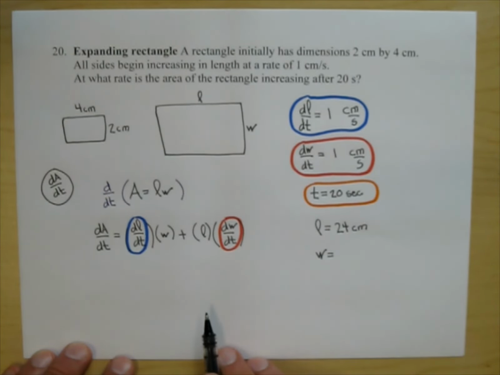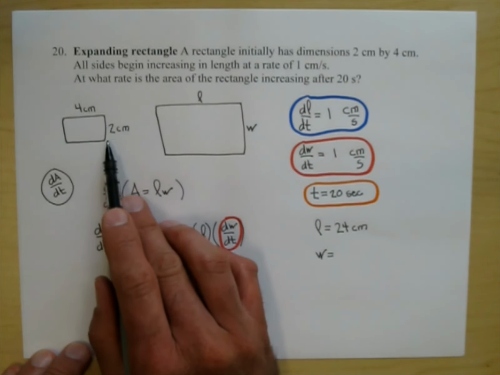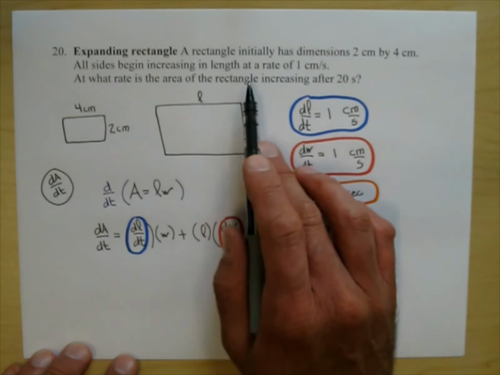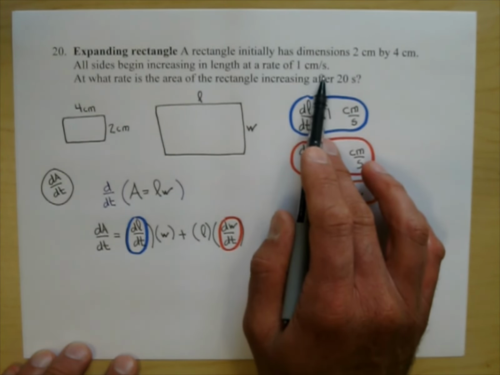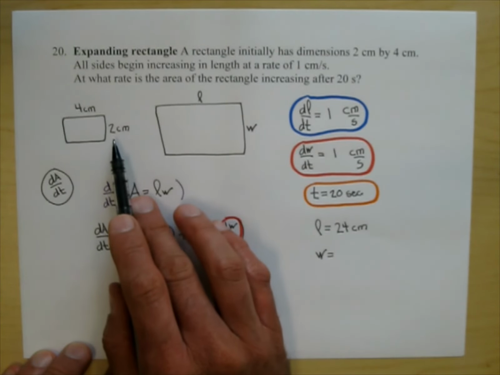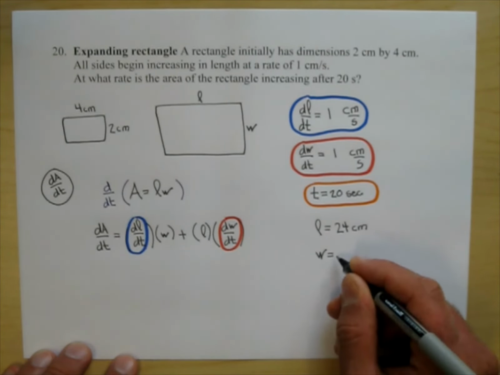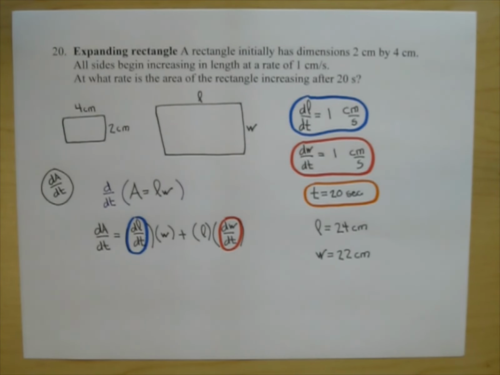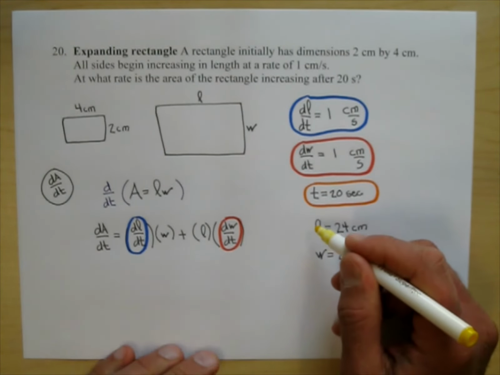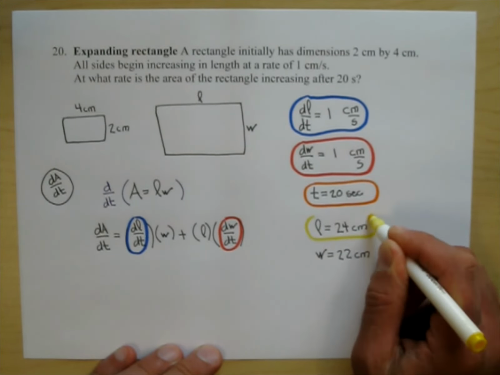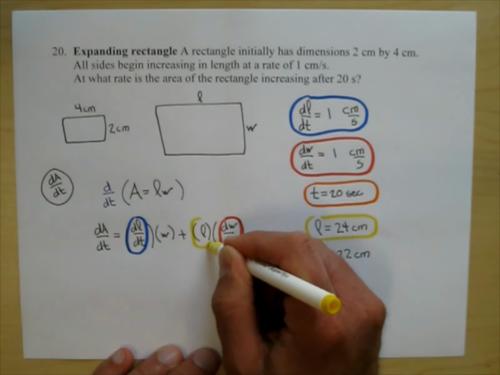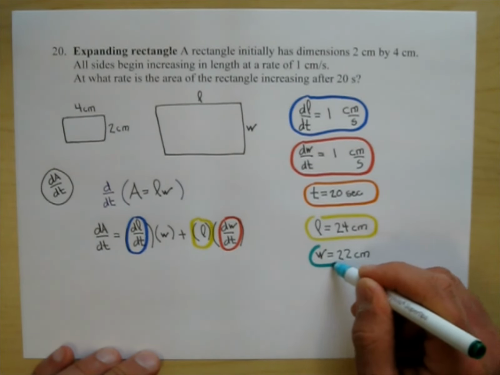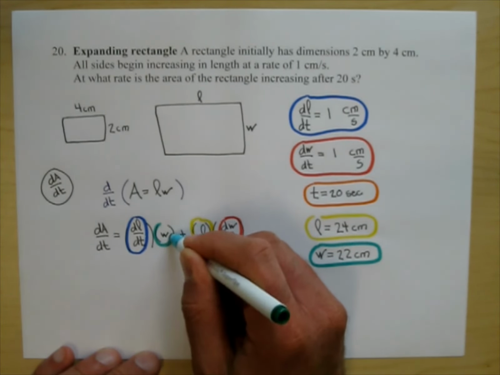And same with the width. If the width is 2 centimeters and the width has a rate of 1 centimeter per second, then after 20 seconds we're not going to be at 2, but we're going to be at 22 centimeters. So let's take out some more colors. So that's 24, that's the length, which will go right there. And 22 is the width, which will go right there.